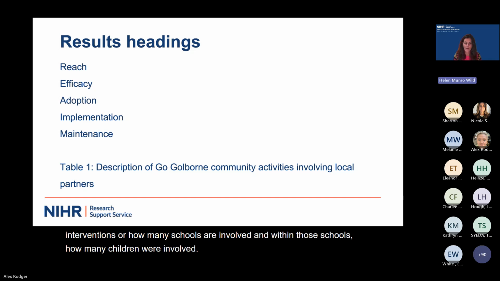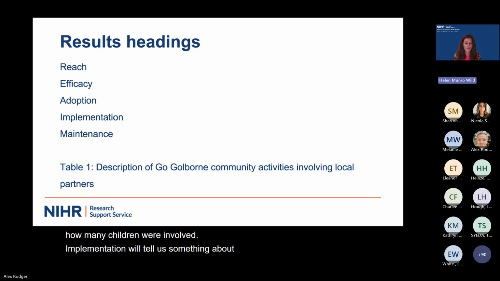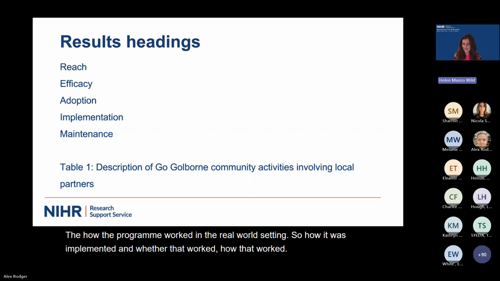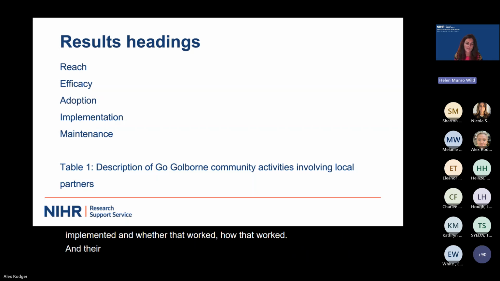Implementation will tell us something about how the programme worked in the real world setting, so how it was implemented and whether that worked. And then maintenance is around whether there was any sustainable change, whether things were embedded into long-term practices.